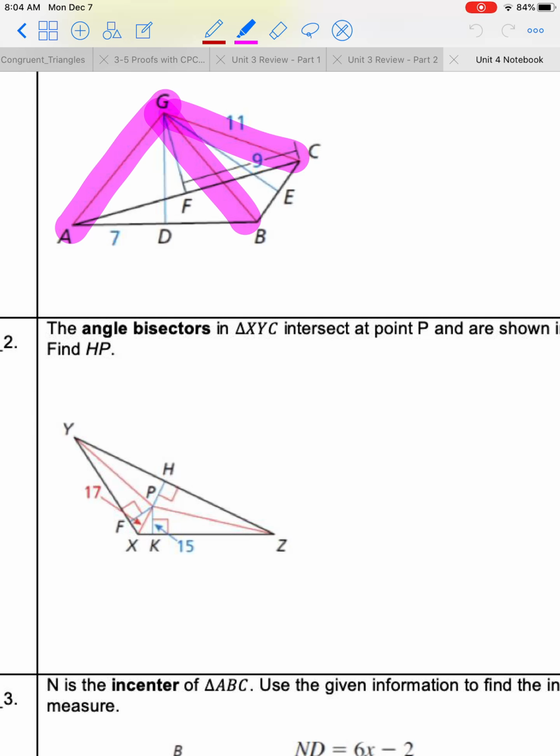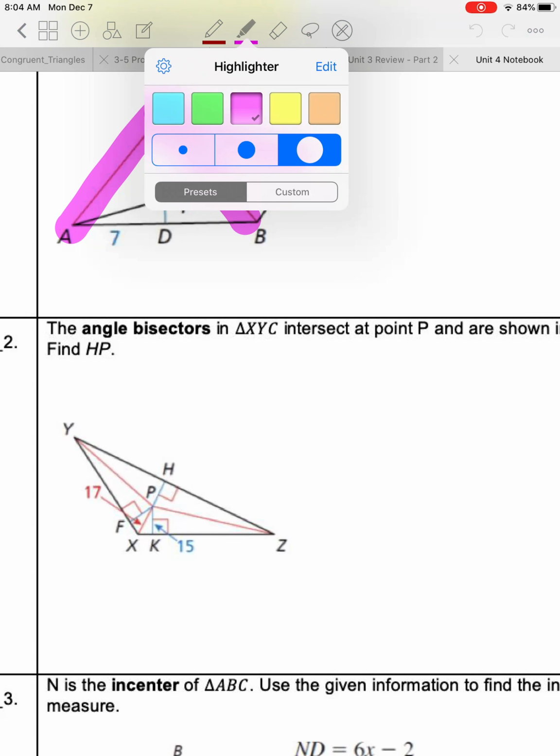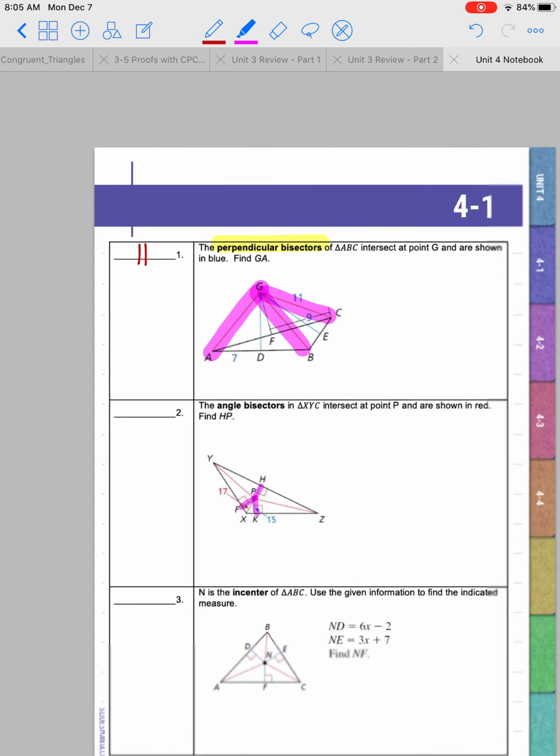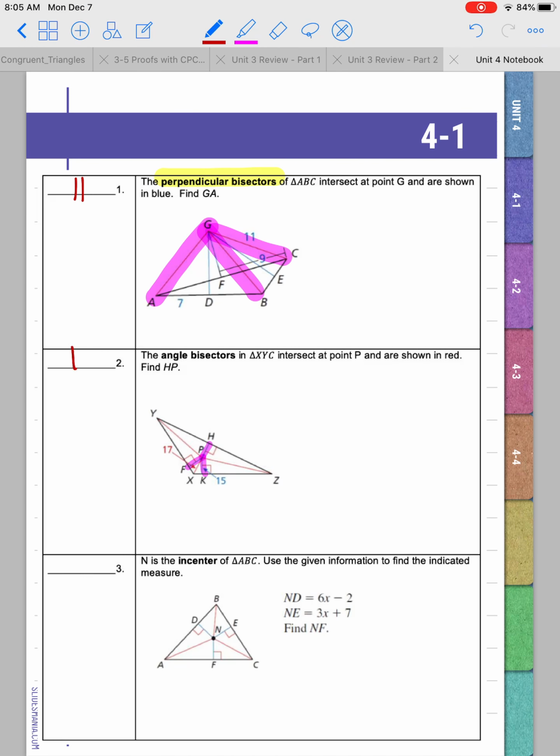So let's look at this one. If they say they intersect at point P, there's your incenter. They want us to find HP. Well, HP is this distance from the incenter to the edge, and we just talked about that all of those are the same. So if one of them is 15, they're all 15.